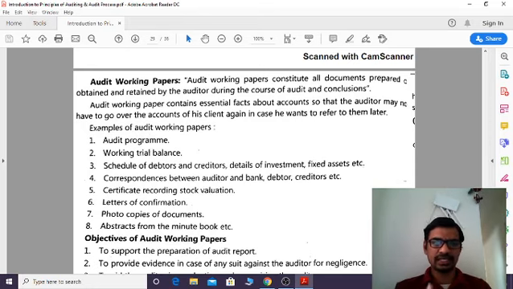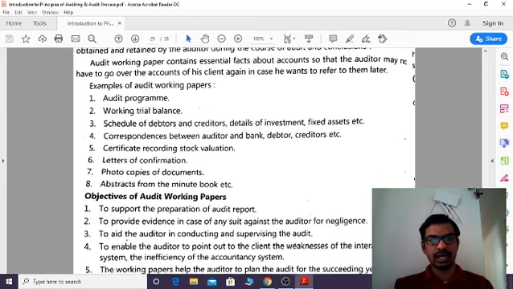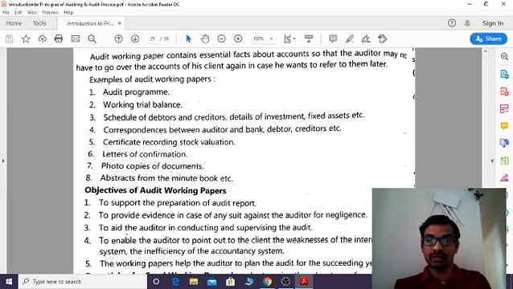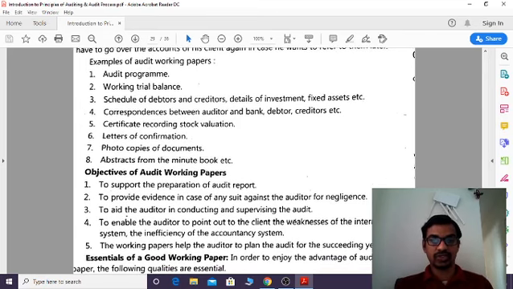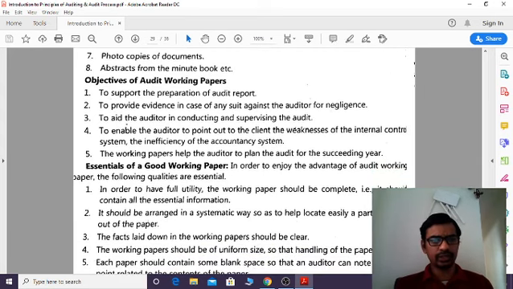These are the essential facts. Suppose the auditor wants to refer again to all the things, at that time there is no need to refer to all of them. These audit working papers will be helpful for the auditor. Examples of audit working papers: audit program, working trial balance, schedule of debtors and creditors, details of investments, fixed assets, etc. Current correspondence between auditor and bank, debtors, creditors, certificates regarding stock valuation, letters of confirmation, photocopies of necessary documents, abstracts from the minute book, etc. These are the examples of audit working papers.